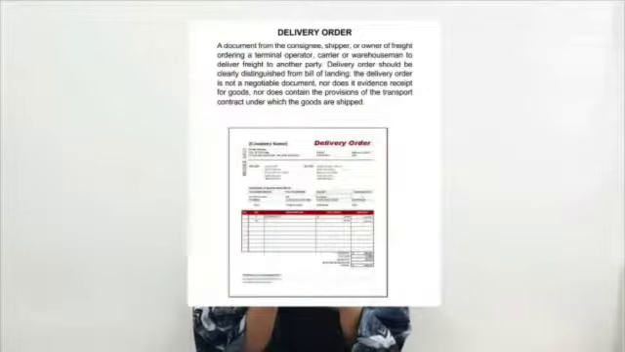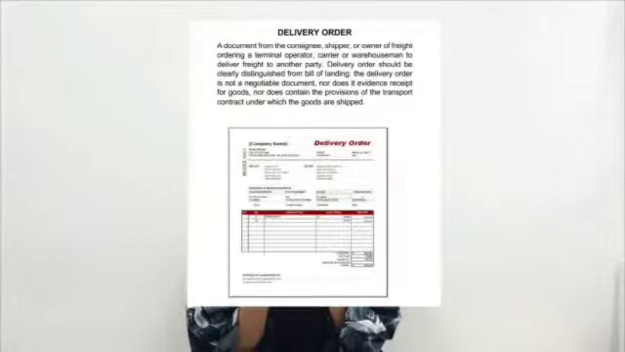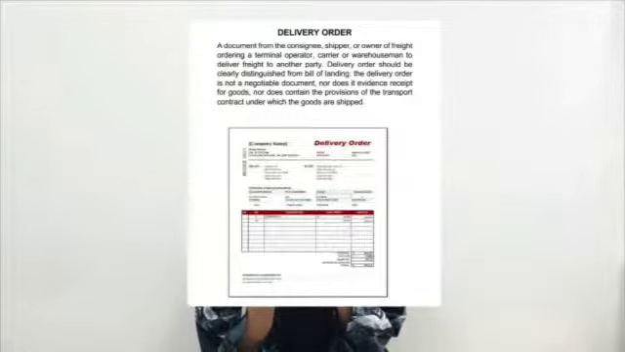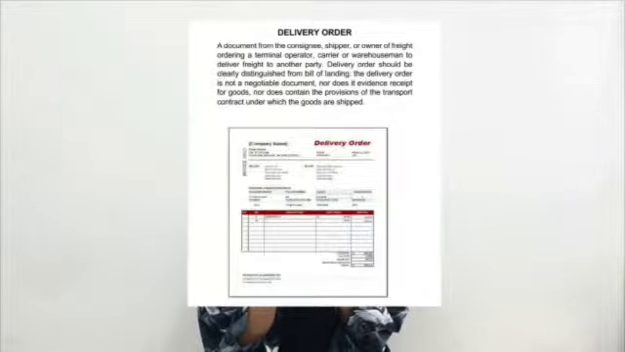The second one is delivery order. What is delivery order? Delivery order is a document from the consignee, shipper or owner of freight ordering a terminal operator, carrier or warehouseman to deliver freight to another party. Delivery order should be clearly distinguished from bill of lading. The delivery order is not a negotiable document, nor does it evidence receipt for goods, nor does it contain the provisions of the transport contract under which the goods are carried.